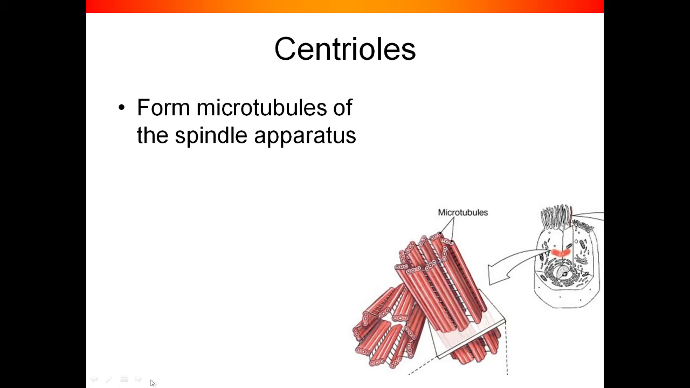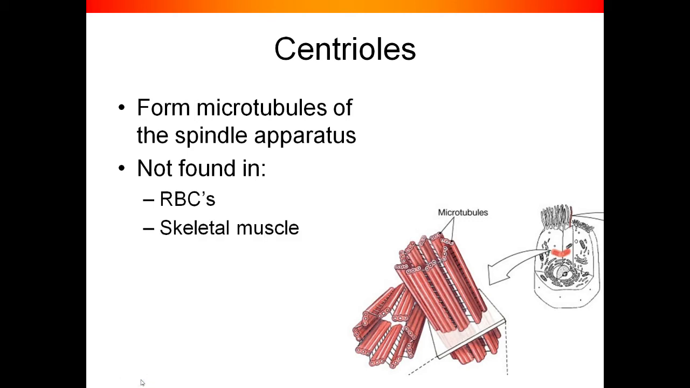Now, centrioles are not found in red blood cells. Centrioles are not found in skeletal muscle cells. Centrioles are not found in cardiac muscle cells, and centrioles are not found in neurons. What this means is these cells cannot undergo mitosis because, remember, these centrioles are responsible for forming the spindle apparatus that's required in mitosis or cell division. So red blood cells will not be able to divide. Skeletal muscle will not be able to divide. Cardiac muscle will not be able to divide. And neurons will not be able to divide.